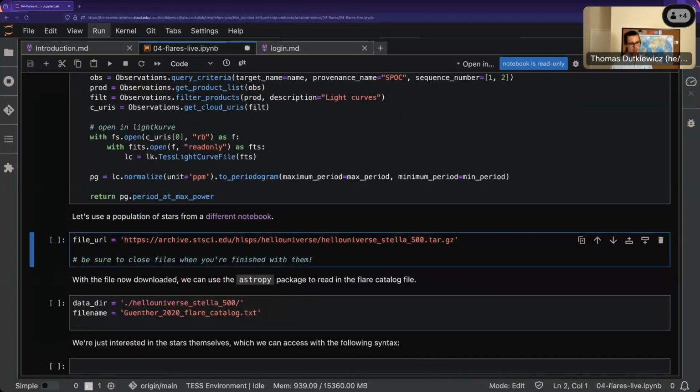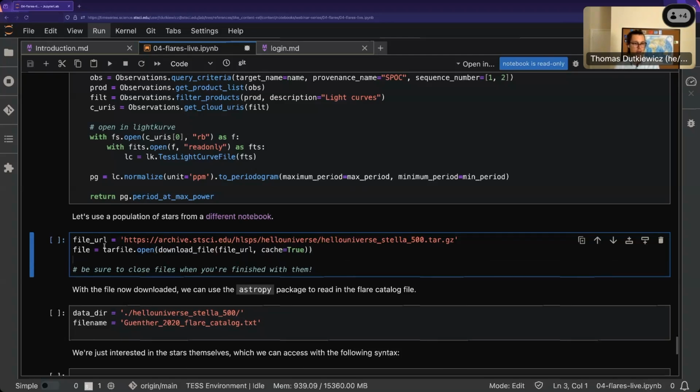Our analysis is going to be based on a population of stars from a different notebook. And this notebook is one that actually trains the machine learning model to recognize flares, but they also have a pretty good collection of targets. So that's why we're going to borrow it. We'll do a tarfile.open, then download the file, passing the file URL. Cache is true because I think I have a cached copy in my directory.